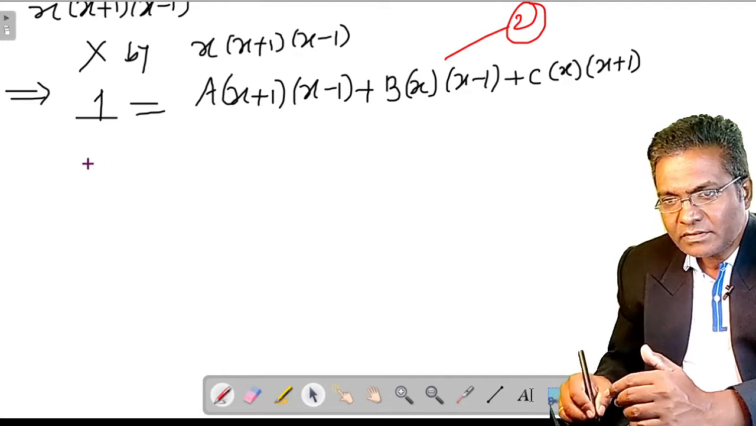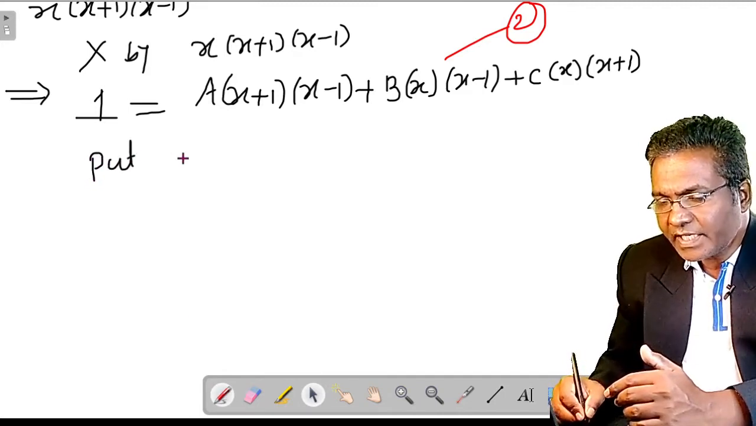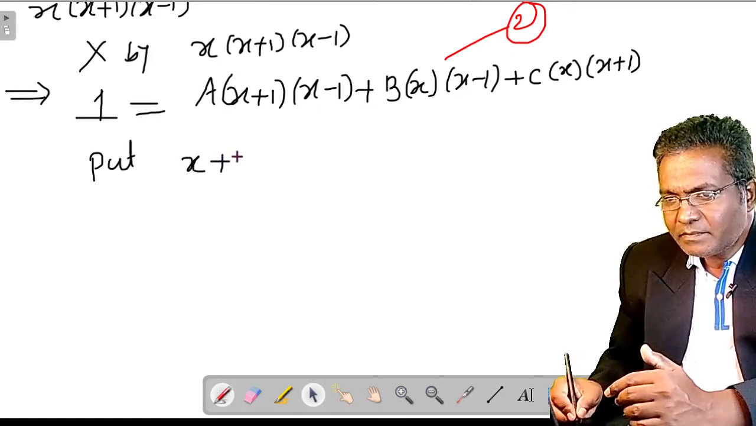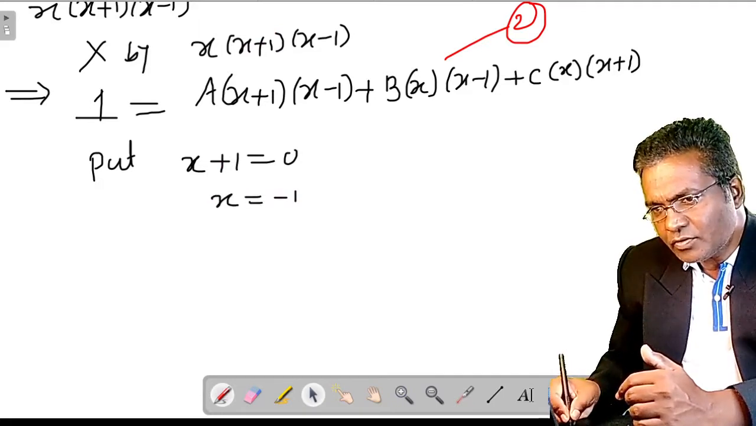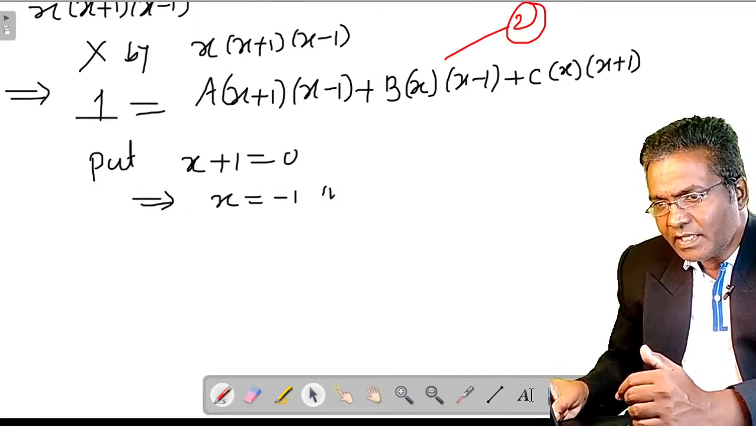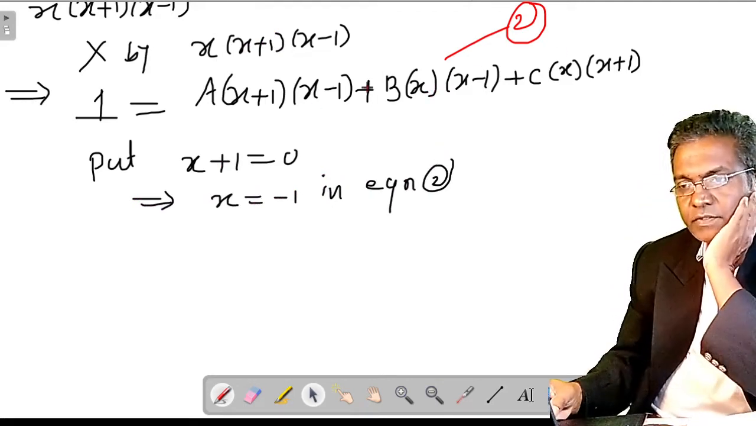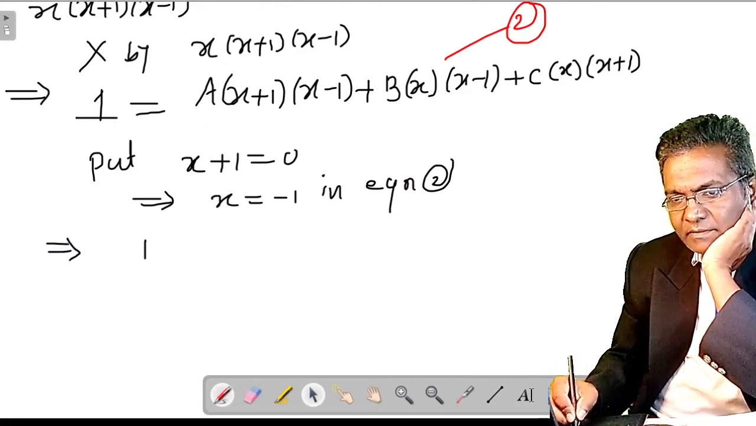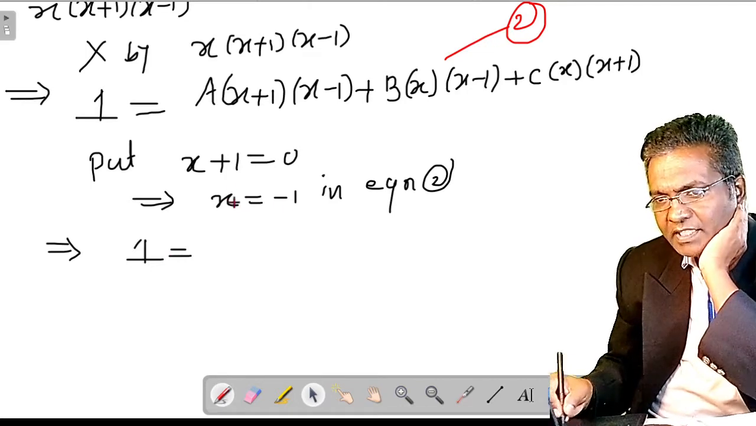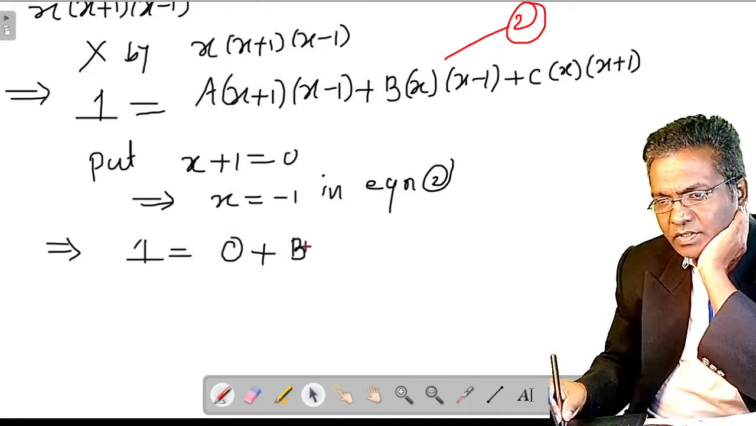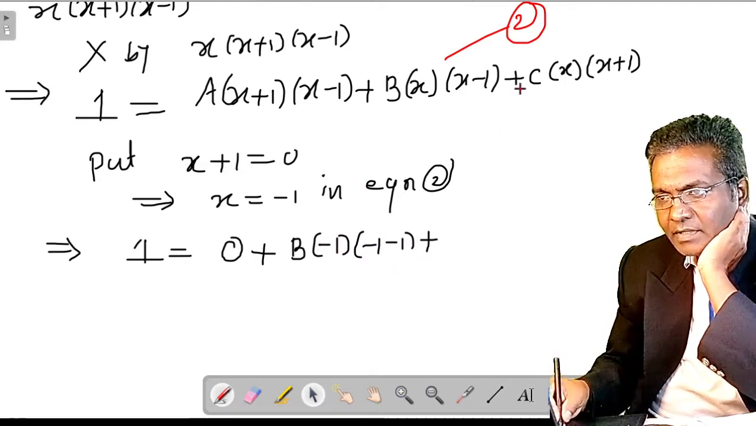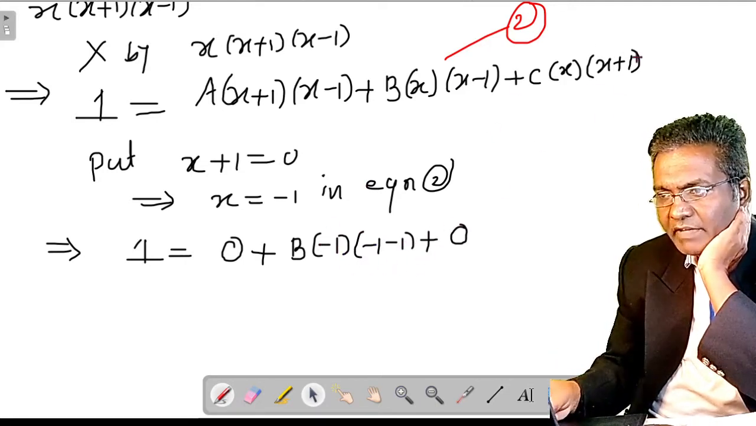Now you have to put the second case, x plus 1 is equal to 0. That is, you have to choose this factor 0. That is, x is equal to minus 1 in equation 2. In this equation, you have to put. See here what will happen. 1 is equal to, if you put x plus 1 is equal to 0, the first term becomes 0. b into, so you are putting x as minus 1, the second term remains, and this term becomes 0 because we have x plus 1 here.